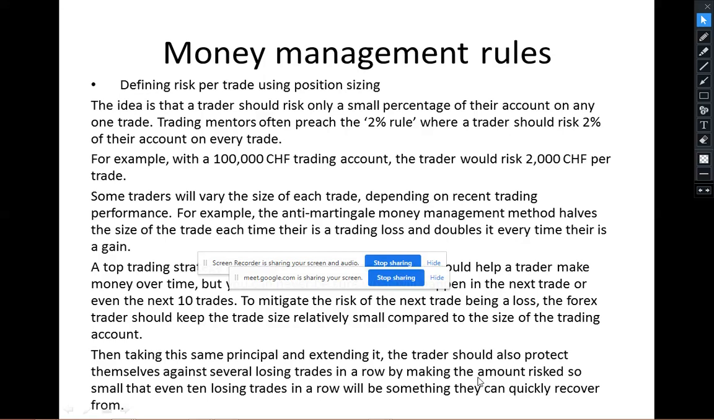So, taking this same principle and extending it, the trader should also protect themselves against several losses. If several losses occur, you must risk small, so that even 10 losses will be something you are able to recover from. Okay, so that is what you need to do when you want to define your trade risk.